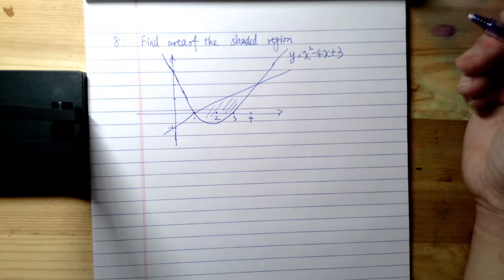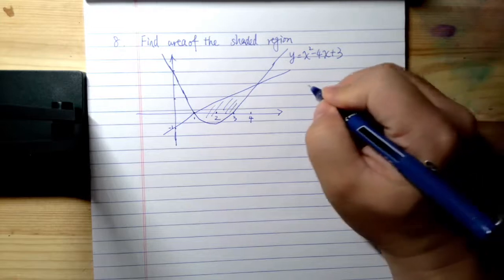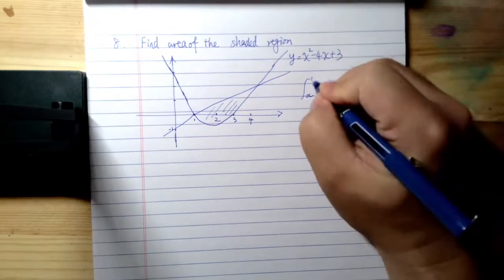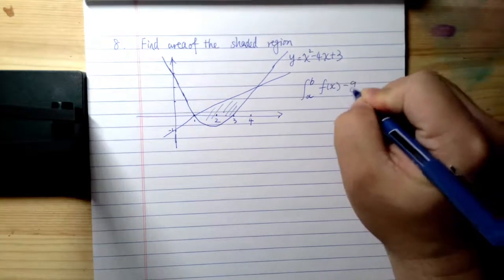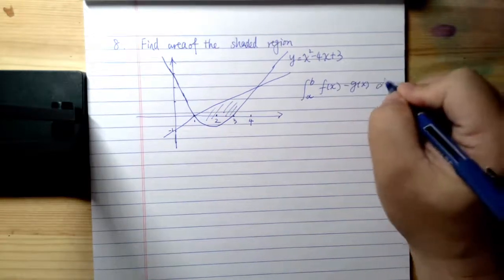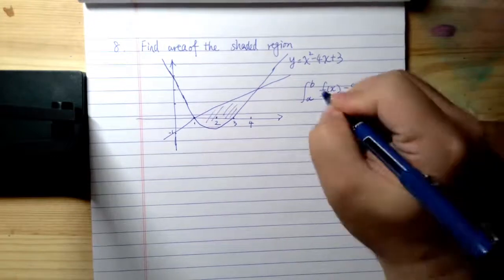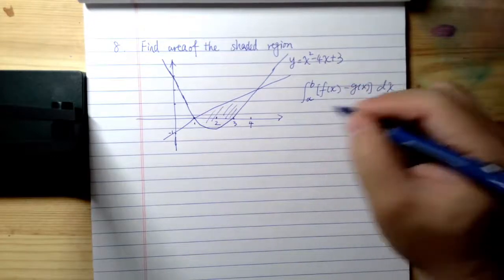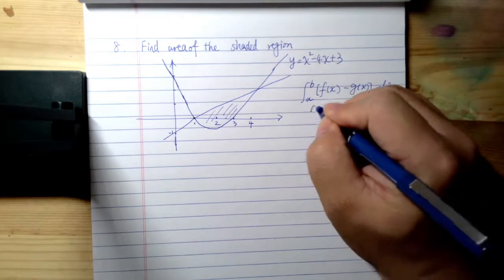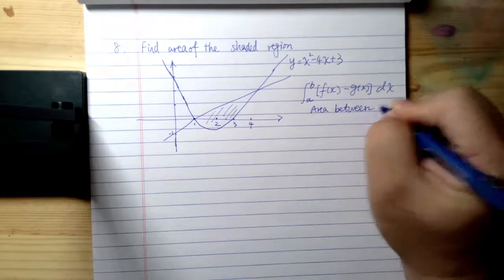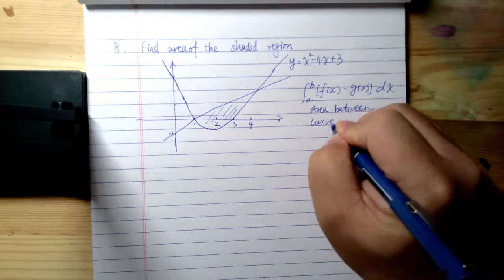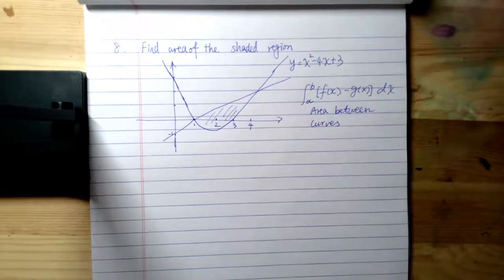The formula to handle this type of question is to set up an integral from a to b, the upper function minus the lower function, and then dx. That's the guideline for the area between curves.